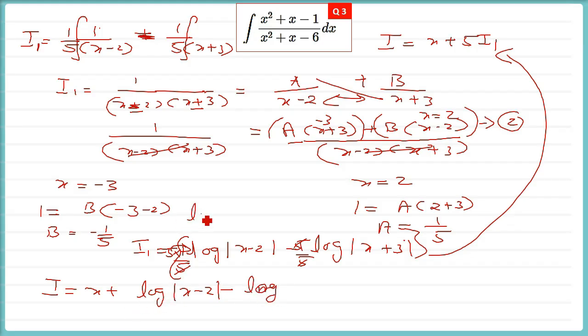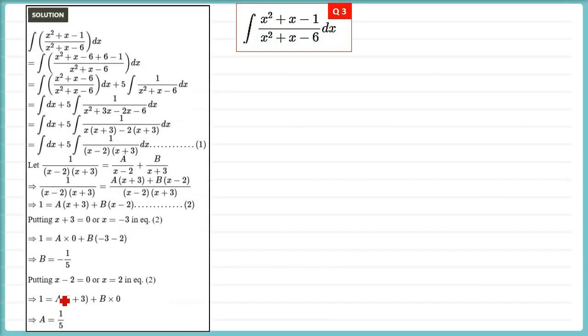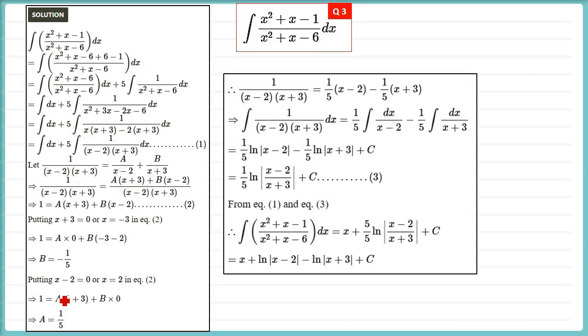You can also write ln, because ln is simply log base e. So log modulus of x plus 3 plus a constant of integration. This is your I. Now if you want to simplify it, you can write it as x plus log a minus log b, which is what? Log a by b. You already know that. So x plus log of (x minus 2) divided by (x plus 3) plus a constant of integration. Whichever you want to keep, you can keep it. So this is the result we were talking about. I hope it's clear to you now.